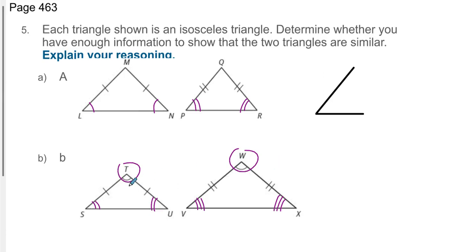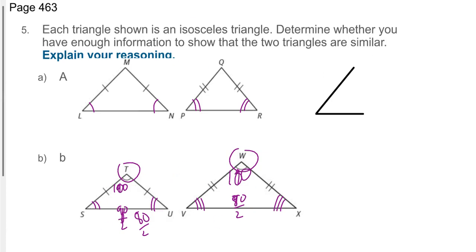Well, if T is, let's say, 90 degrees, then these two have to be the same of the remaining 90 degrees, so 90 over 2. So if this is 90 and W is 90, then I'd still have 90 over 2, and they'd both be 45. If it was 100 degrees, then I'd have 80 over 2 and 80 over 2. So B does have it.